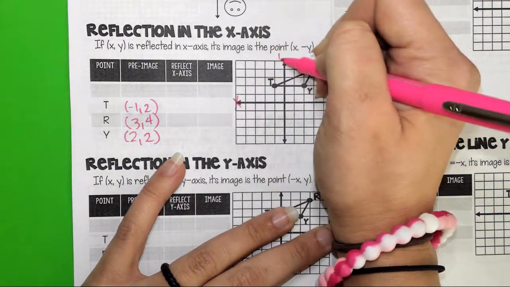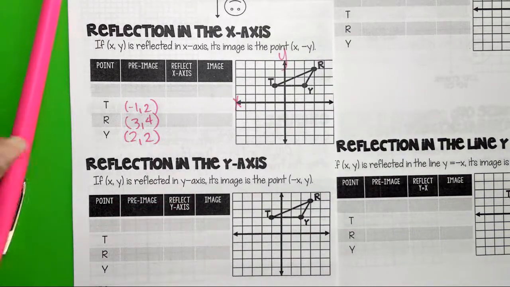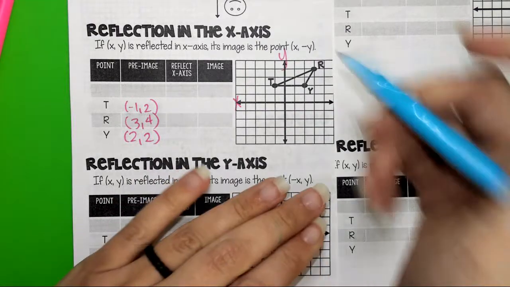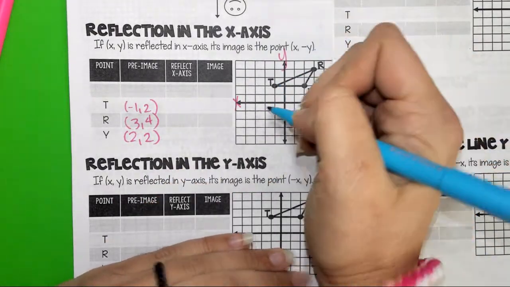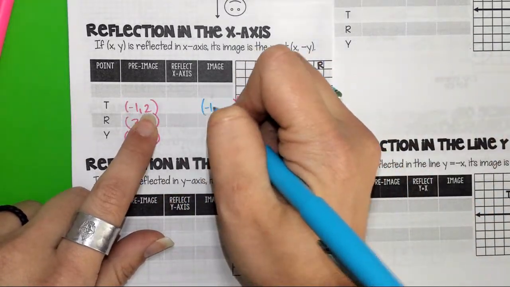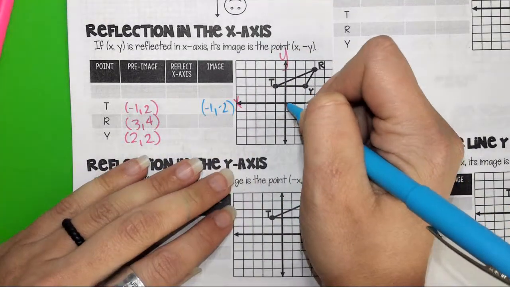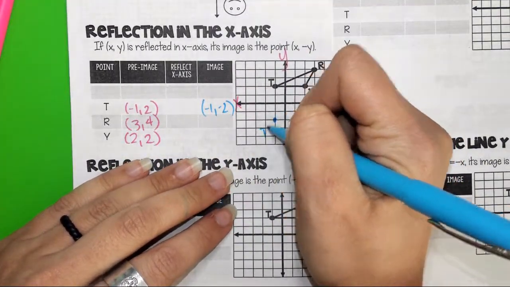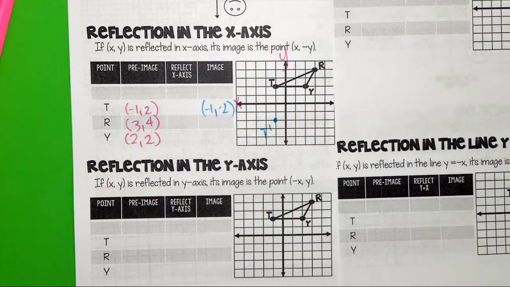This is your x, this is your y. Your x value of your t stays the same, but your y turns negative. So it's going to go from negative 1, 2 to negative 1, negative 2. So left 1, down 2. And we call that t prime. Did everybody understand that part of the video?